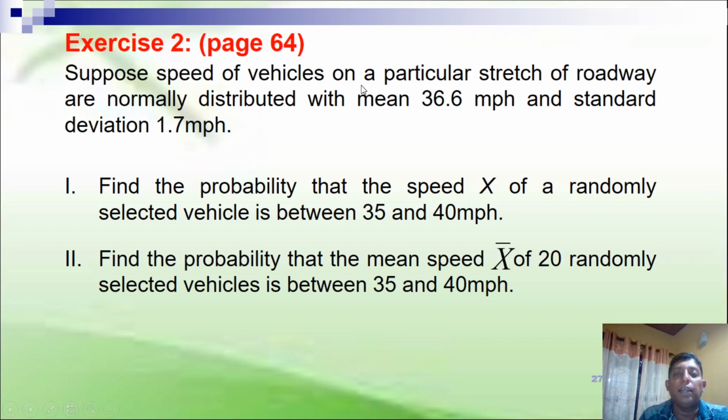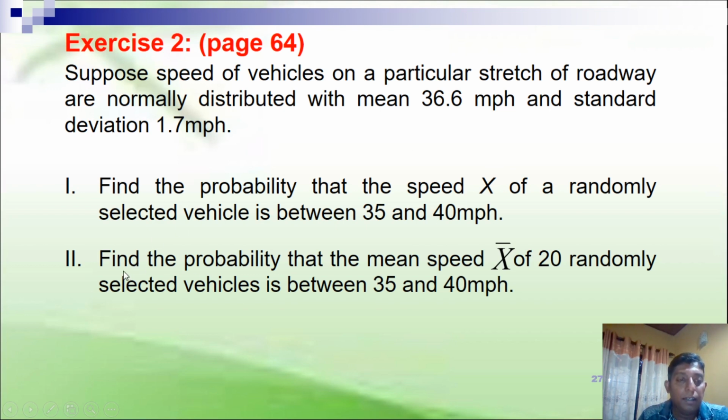Suppose X is defined as the speed of vehicles, and it is also given that the speeds are normally distributed with mean 36.6 and a known standard deviation, that means the population variance is known. The question asks: find the probability that the speed X of a randomly selected vehicle is between 35 and 40. Here we just ask about the probability of X, the speed of the vehicles.